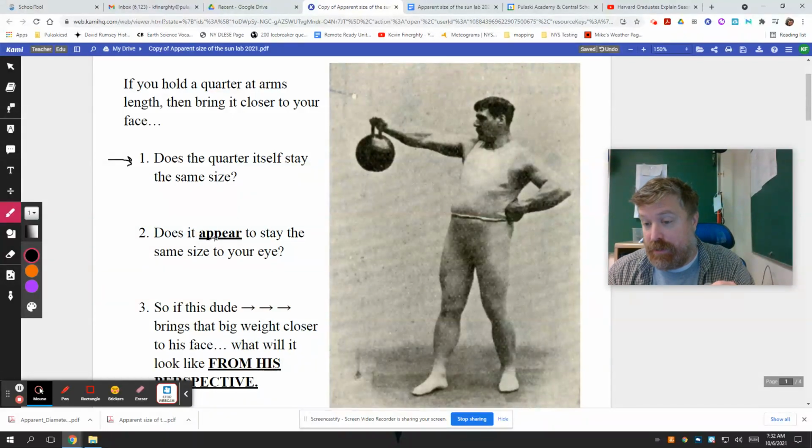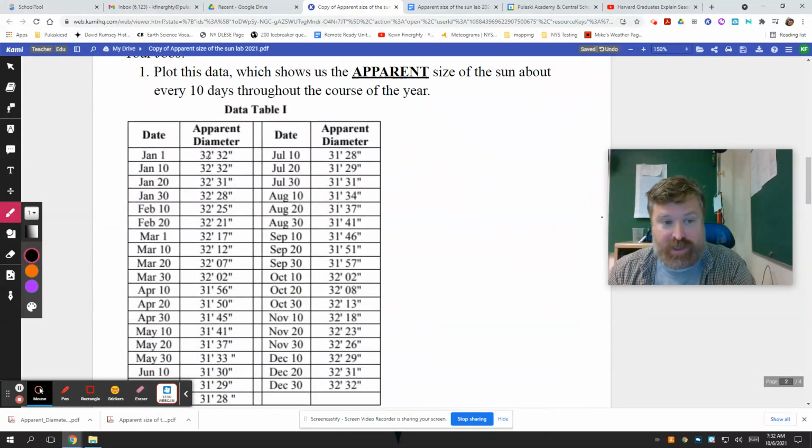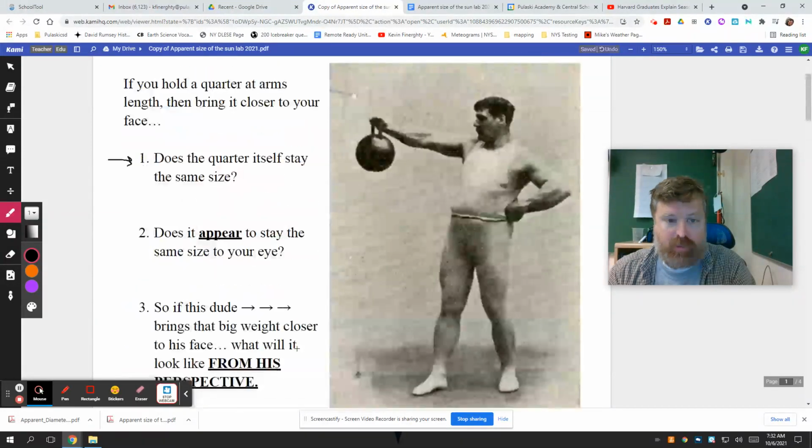We're going to be thinking about the idea of apparent size and noticing that the sun does not have the same apparent size throughout the course of the year. There's times where it appears a little bit larger, there's times where it appears a little bit smaller. So, what's the deal with that?